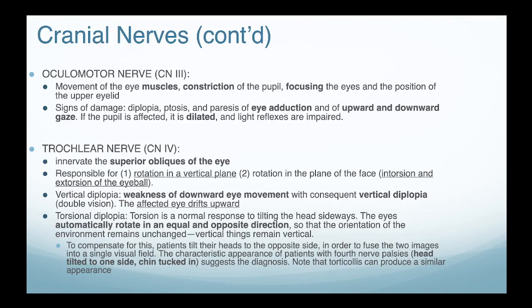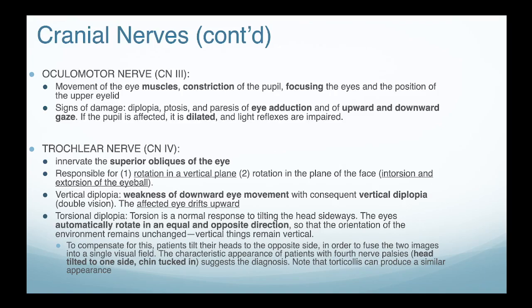So the oculomotor nerve is responsible for movement of the eyes, constriction of the pupils, focusing the eyes in different positions, and movement of the upper eyelid. So if you had damage to the oculomotor nerve, you might have ptosis, which is drooping of the eyelids, or diplopia, which is double vision, and then paresis of eye adduction, or the inability to bring the eye in, right? So you can't adduct the eye or move it towards the midline.